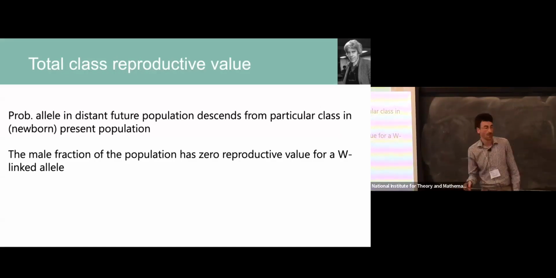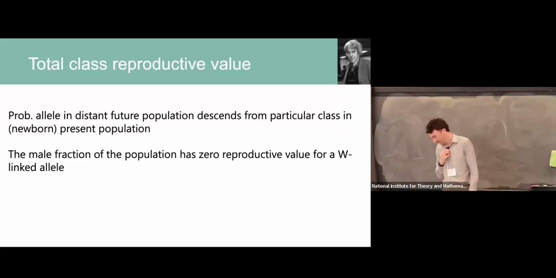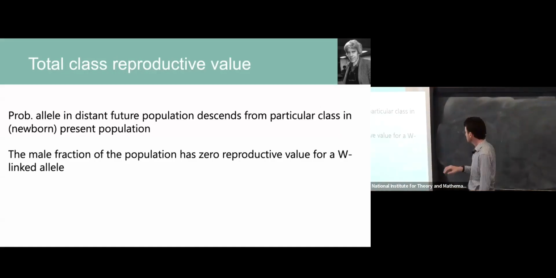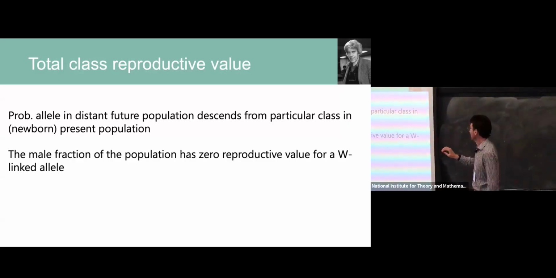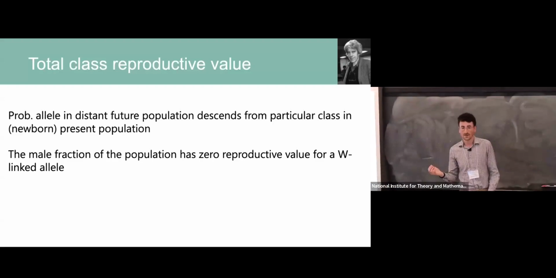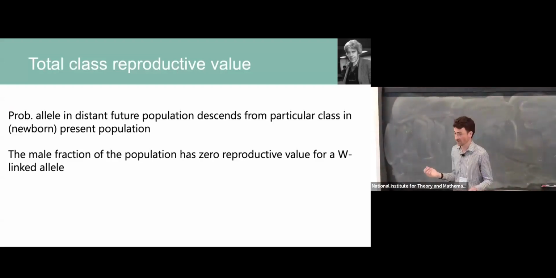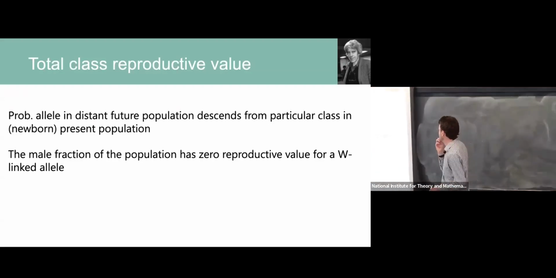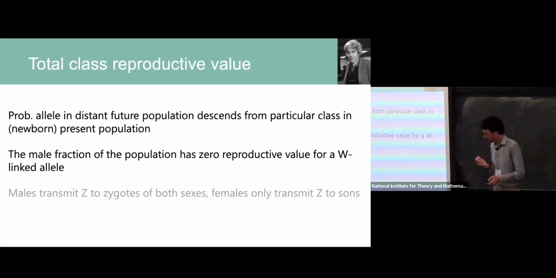So I want you to think about W chromosomes and Z chromosomes here. The male fraction of the population has 0 reproductive value for a W-linked allele, right? They simply don't carry this chromosome. So here we can use this as a bookkeeping trick.